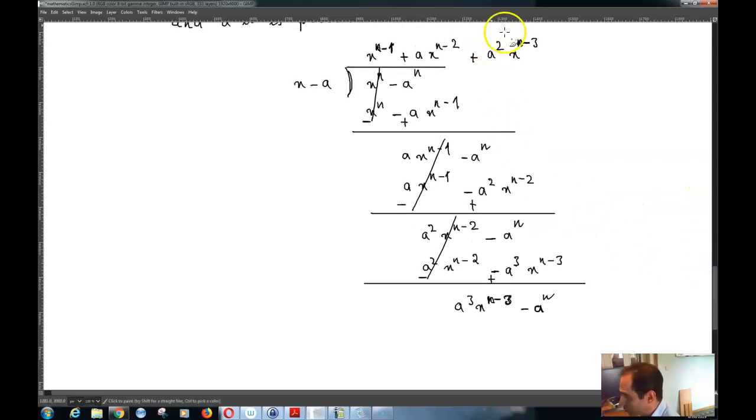So you can write this quotient as x raised to the power n minus 1 plus a times x raised to the power n minus 2, plus a squared times x raised to the power n minus 3, plus all the way up to x raised to the power n minus n, which is basically x raised to the power 0, times a raised to the power n minus 1.